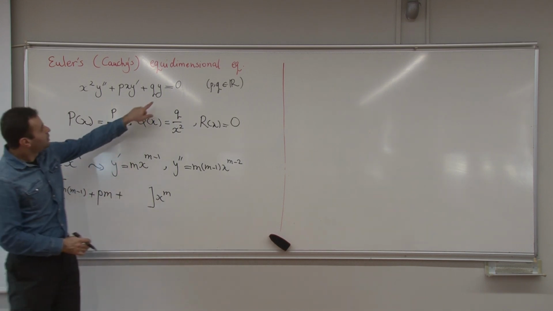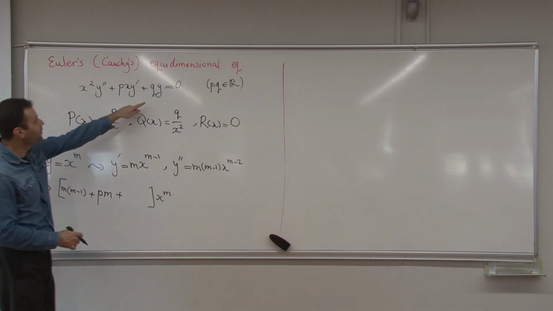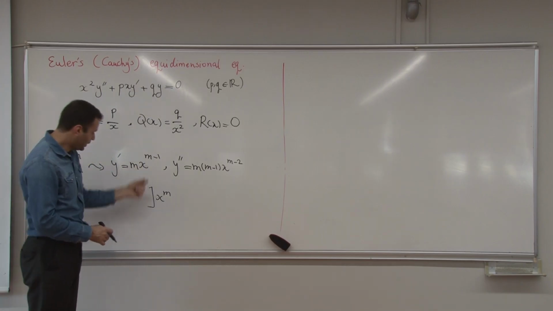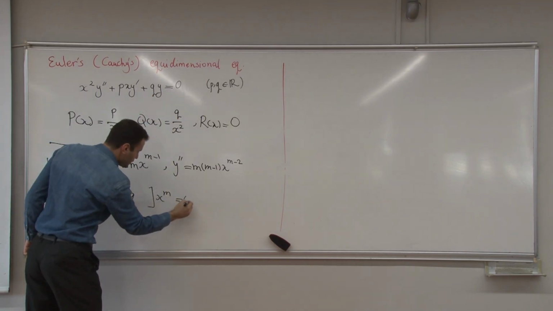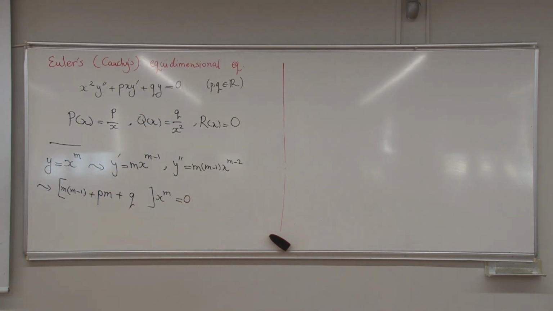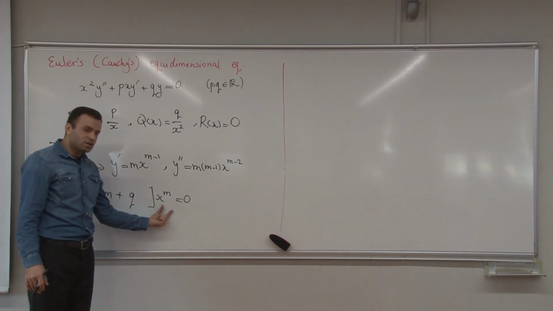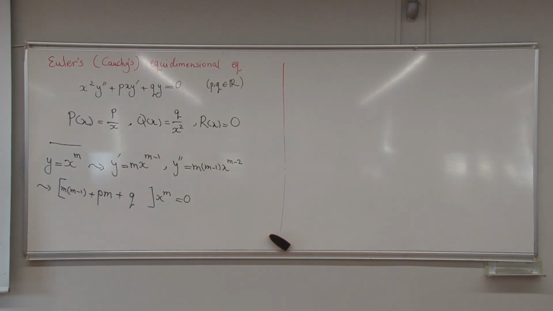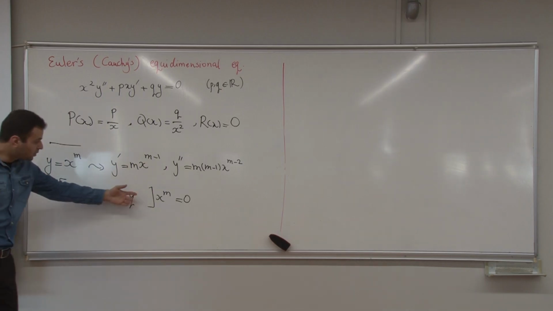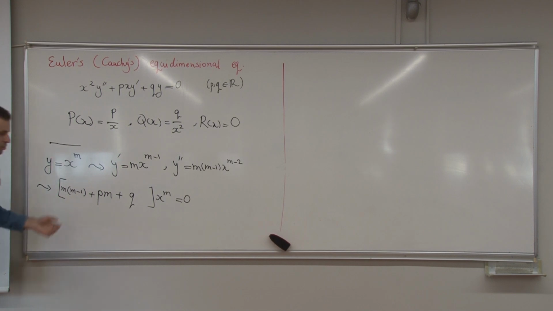Plus, if instead of y we write x to the power of m, what do I have? I have q times x to the power of m, and that x to the power of m I'm writing outside here. This must be equal to 0. Okay? This number multiplied by this function x to the power of m is equal to 0. When a number times this function is equal to 0, this must be the number 0, right?